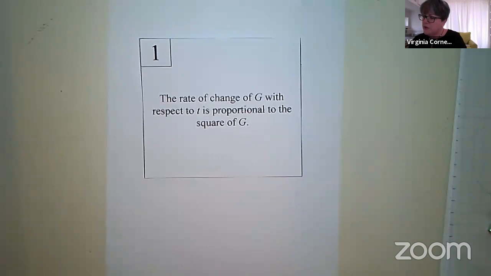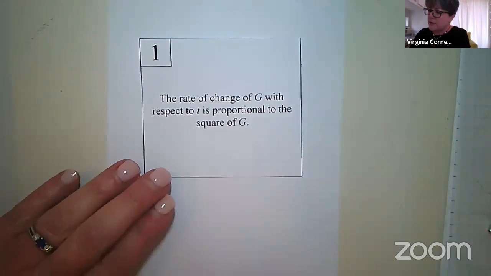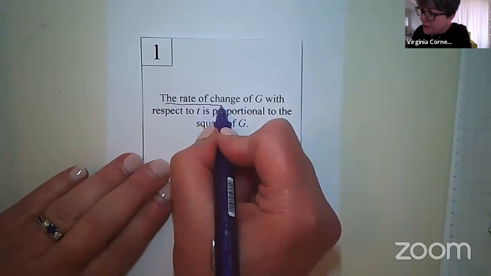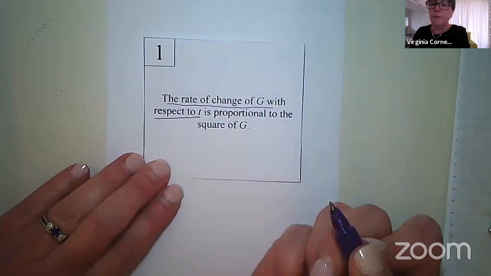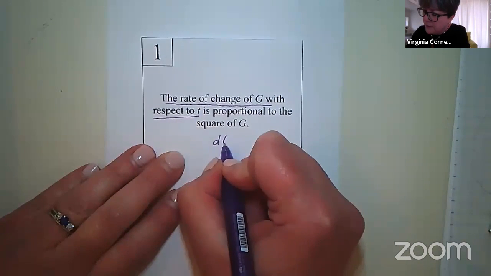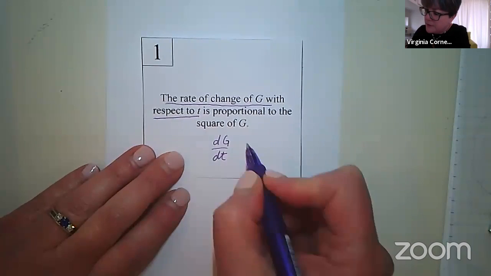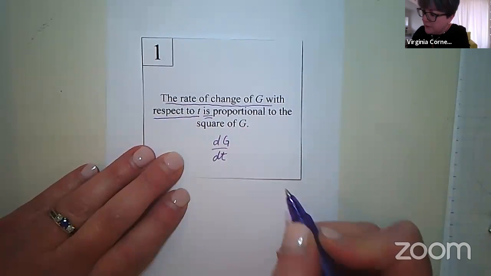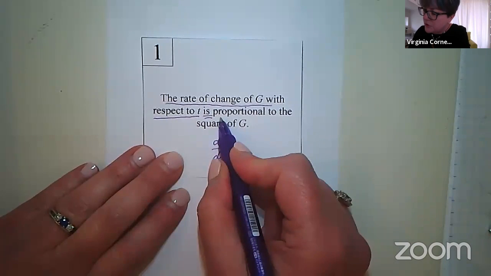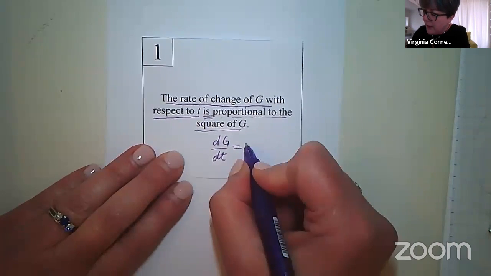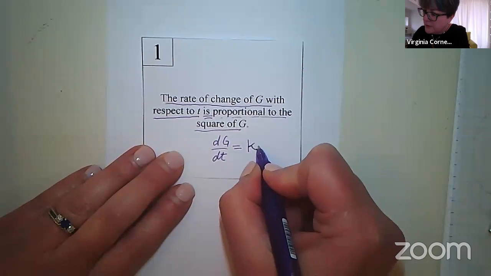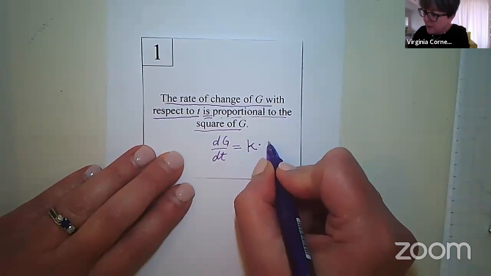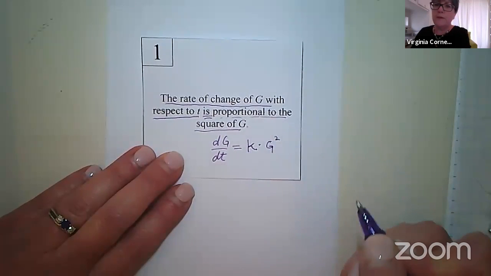Okay, so the rate of change of G with respect to T is proportional to the square of G. Again, we're taking this verbal description and we're trying to write a differential equation for it. So let's see what I can do here. The rate of change of G with respect to T, that's going to be dg dt equals proportional to the square of G. So K, some constant of proportionality, times G squared, the square of G.